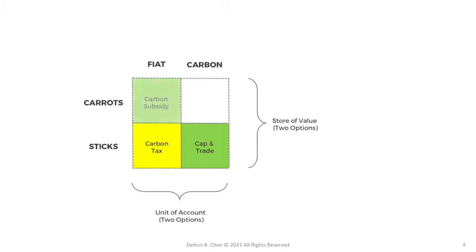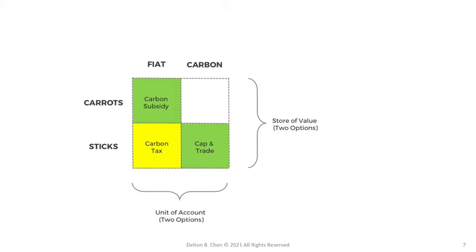The top left corner of the matrix is occupied by the carbon subsidy. It's a carrot. It's a positive incentive and it's paid by government using national fiat currency or as a tax deduction denominated in the national currency. This leaves one more policy to complete the carbon pricing matrix.